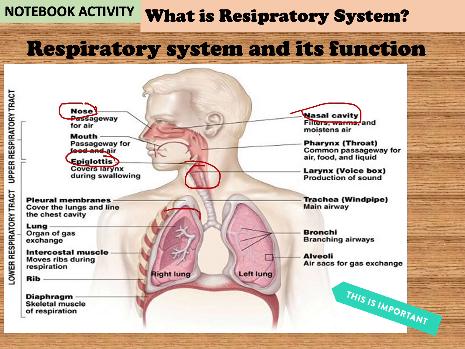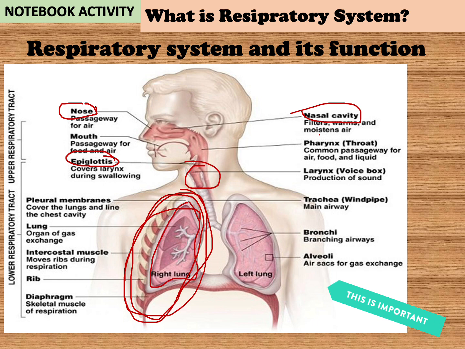Next, if you see the large view of the thoracic cavity, the main respiratory organ, the lungs. You can see the outermost covering of the lungs is called the pleural membrane. So the pleural membrane covers the lungs and lines the chest cavity. Then the lungs are the main organ for the exchange of gases. What gases are being exchanged in the lungs? Oxygen goes from the lungs to the blood. Carbon dioxide goes from the blood into the lungs and then it is moved out of the nose and mouth.